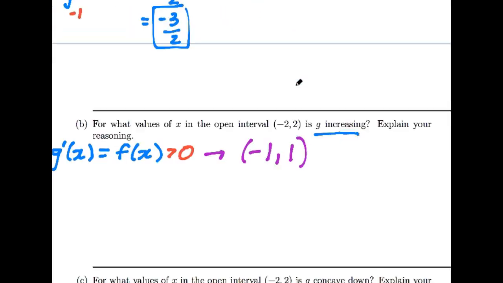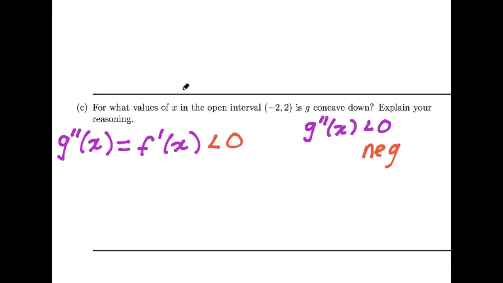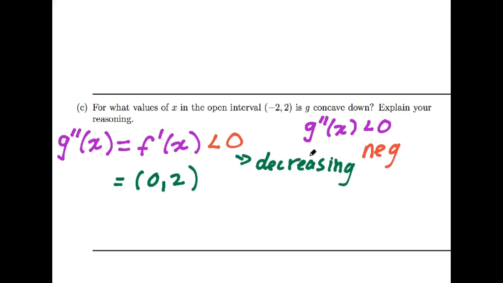So g is concave down when f prime of x is negative, which happens on the interval from 0 to 2. You can also say it's less than 0, and it's where it's also decreasing. You can also say that too, that's the same idea. When f prime of x is decreasing, that's a negative slope.